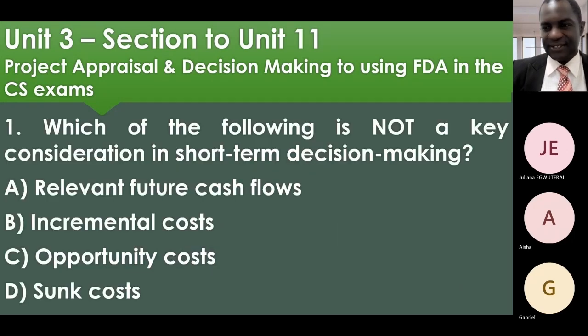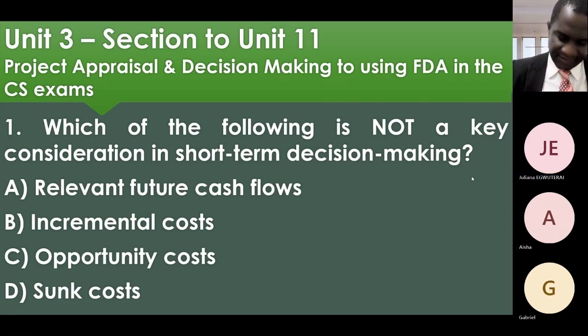All right, so let's run through the quiz so that we can go and rest quickly. We've had a long day. Okay, so number 1, which of the following is not a key consideration in short-term decision making? Relevant future cash flows, incremental costs, opportunity costs, and sunk costs.